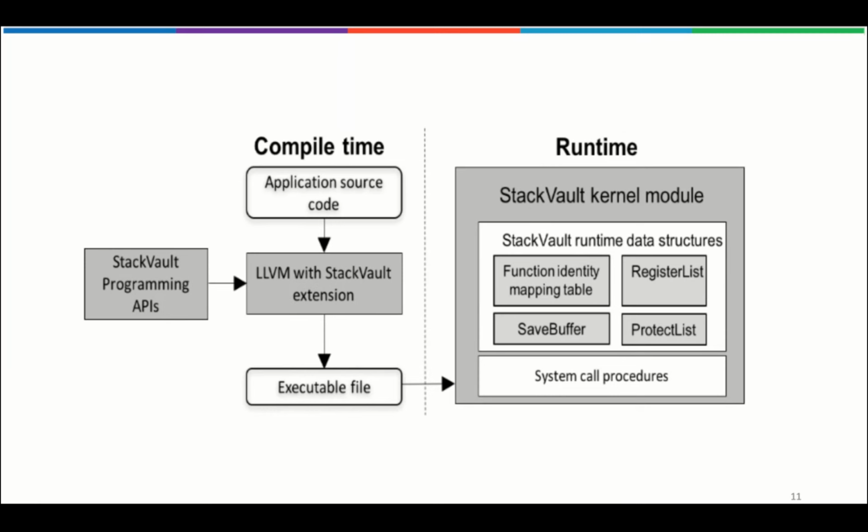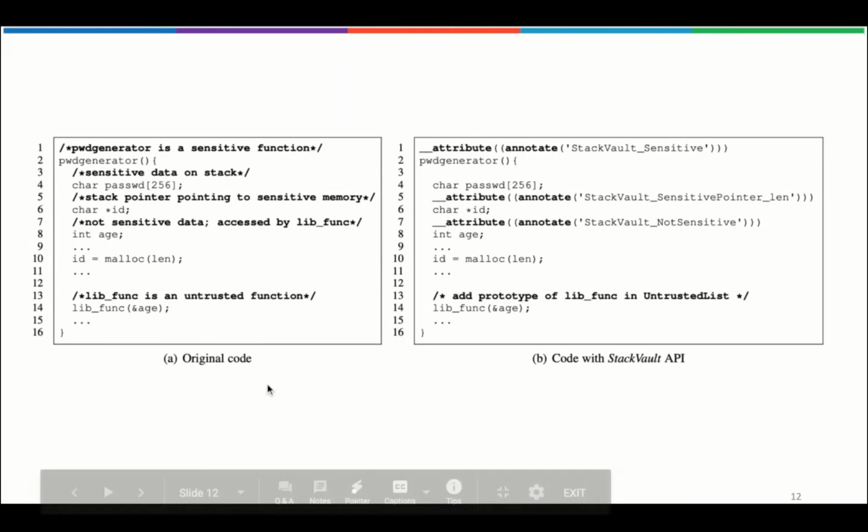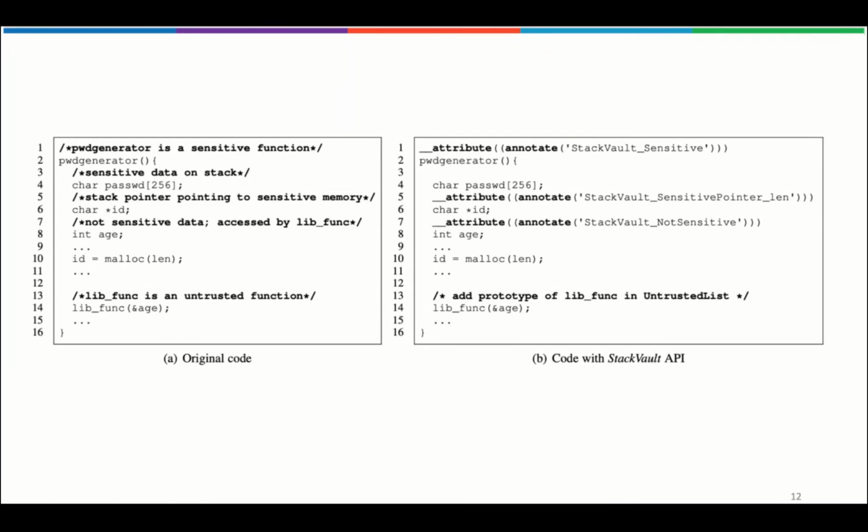To give an example, this is the original code. Let's say you have a password generator function here, and there's a nested invocation called lib_func. This is real code, actually. If I remember correctly, the library we are talking about here is gRPC. I think this may be gRPC code.